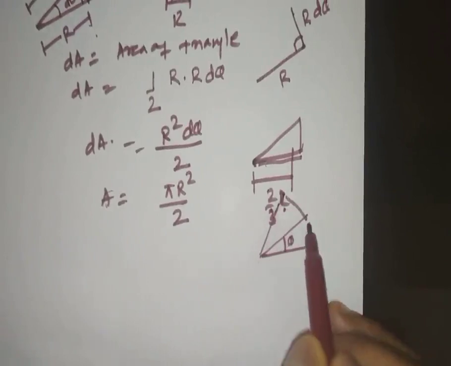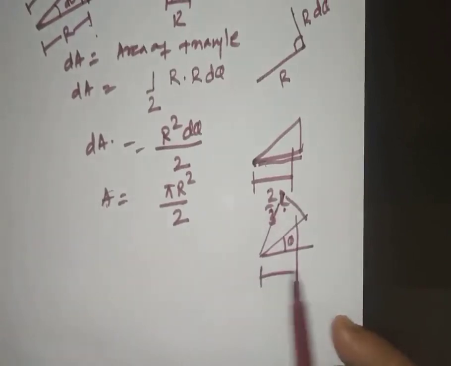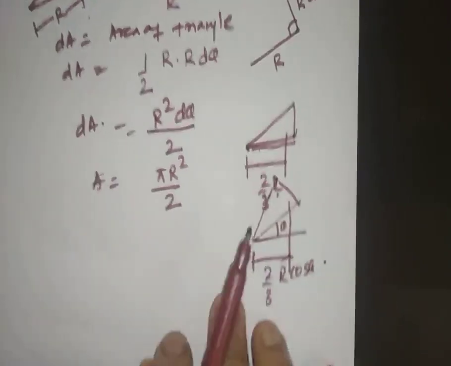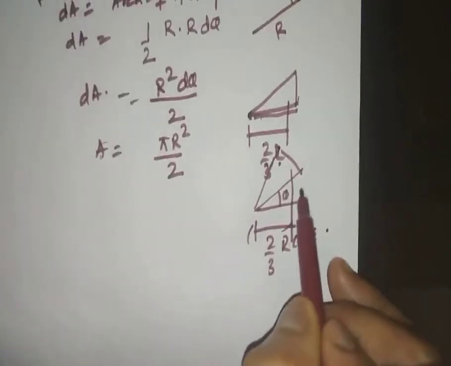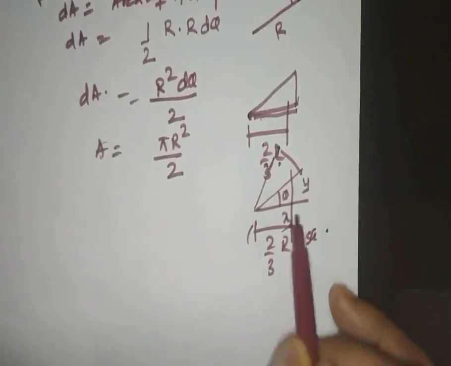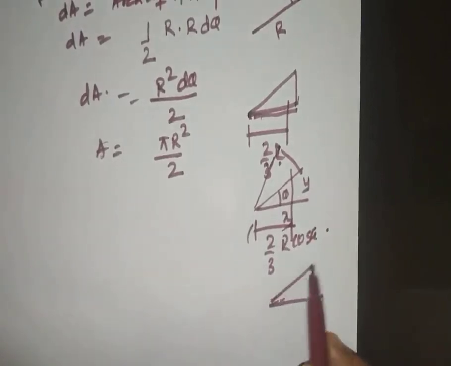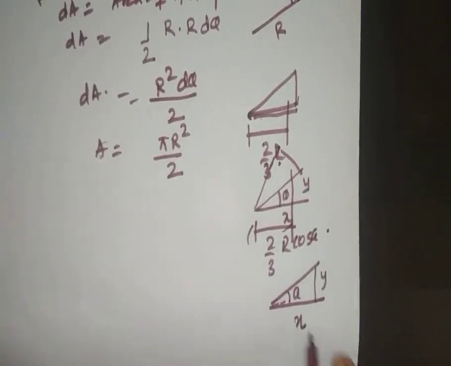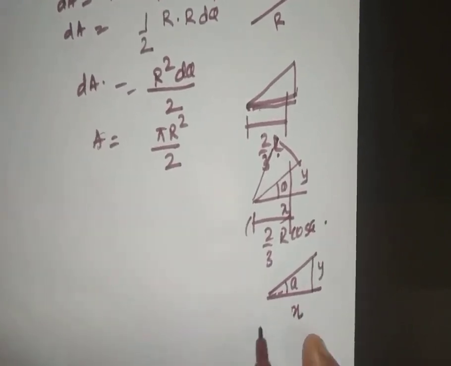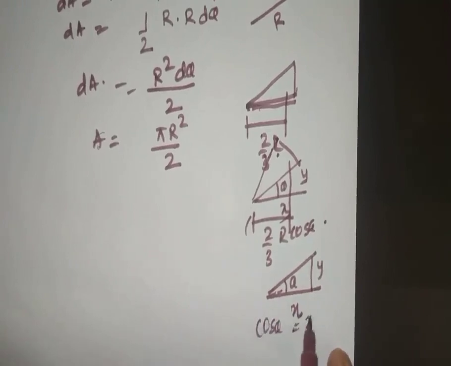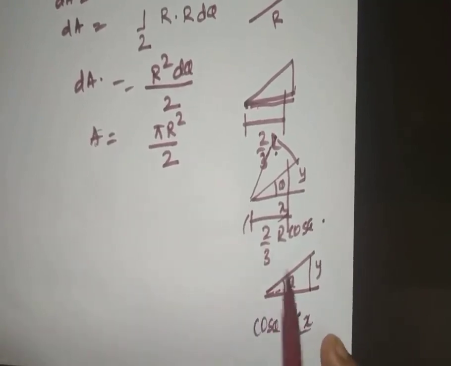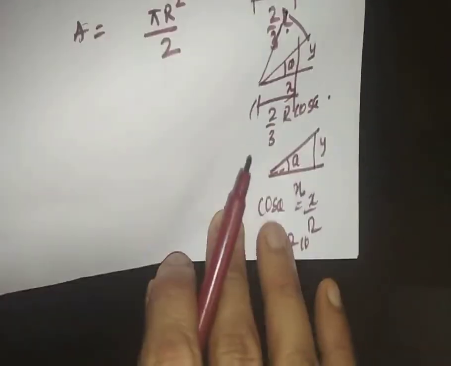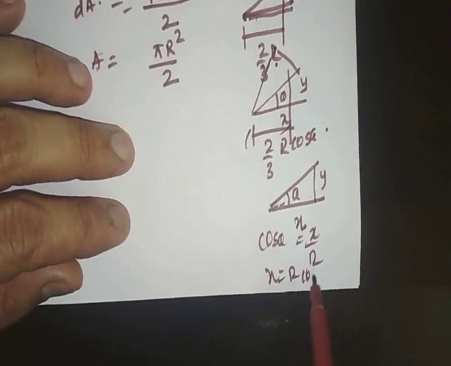In that particular situation, the centroid distance would be 2/3 of r cos theta. Likewise, how it is to be calculated here is, if we consider this as y and this distance as x, that is, if we consider an angle theta here, with this as the y axis and this as the x distance. So cos theta is equal to x divided by 2/3 r, that is x by r. So x is equal to r cos theta.